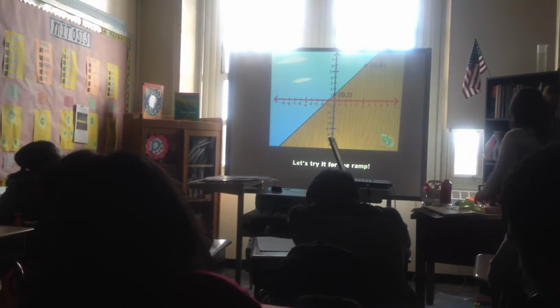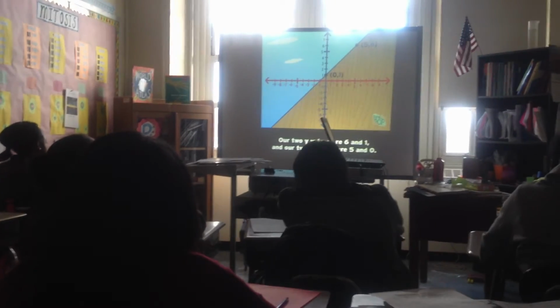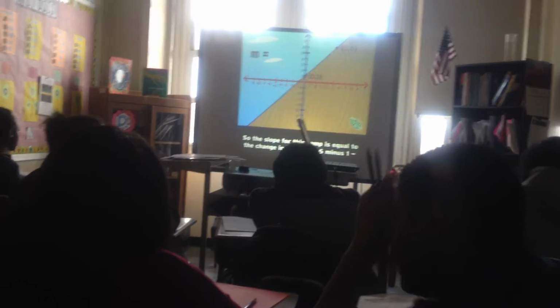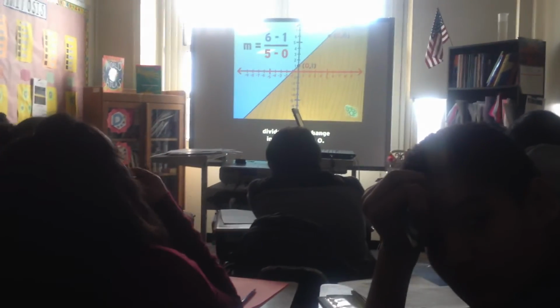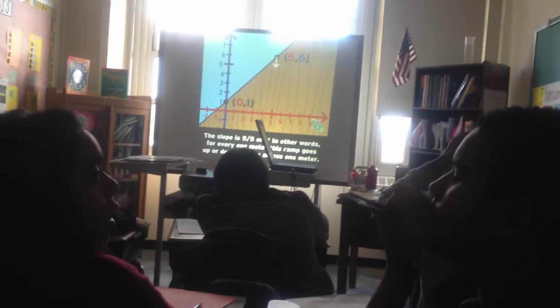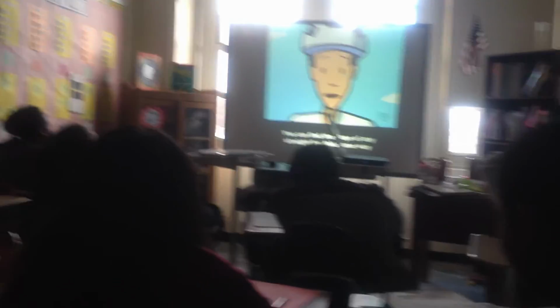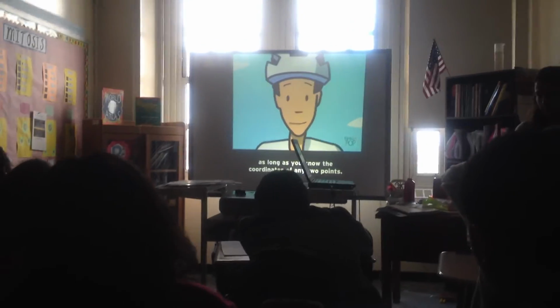Let's try it for the ramp. Our 2 y values are 6 and 1, and our 2 x values are 5 and 0. So the slope for this ramp is equal to the change in y, that's 6 minus 1, divided by the change in x, or 5 minus 0. The slope is 5 over 5, or 1. In other words, for every 1 meter this ramp goes up or down, it goes across 1 meter. You can find the slope of any straight line the same way, as long as you know the coordinates of any 2 points.